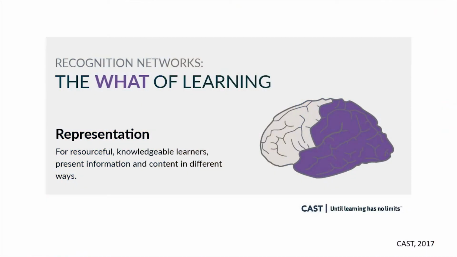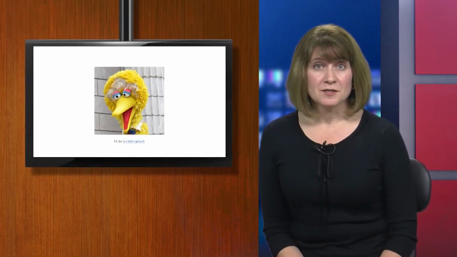The principle of representation links to the recognition networks. Our brains are always very busy identifying patterns, both simple and complex, which is how we make sense of things. Let's use the example of Big Bird from Sesame Street. A major cultural icon from American TV since the early 1970s, most are familiar with the image of Big Bird. Even though Big Bird isn't an exact replica of a bird in the wild, we recall that he is a bird.